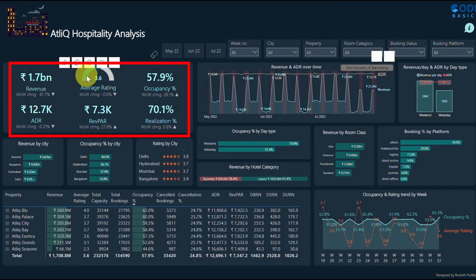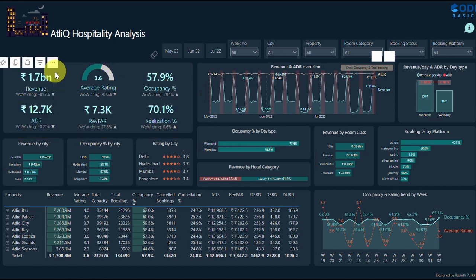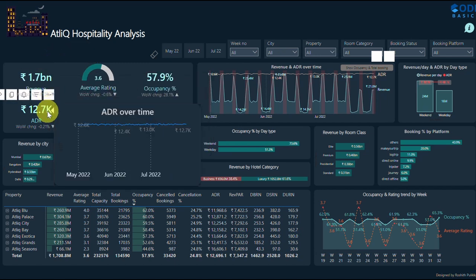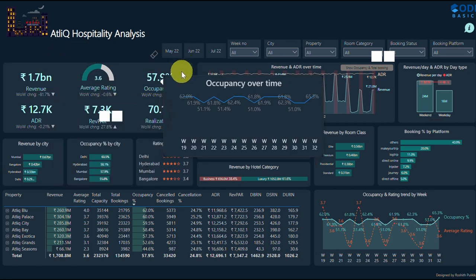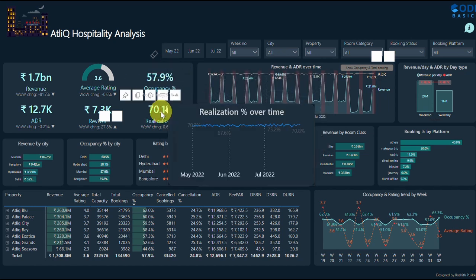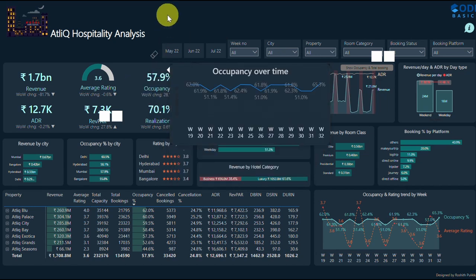This section features 6 key performance indicators, providing a snapshot of the company's overall performance. Alongside each KPI, I have included a comparison to the previous week, enabling a quick assessment of any emerging negative trends. Furthermore, hovering over these KPIs reveals a tooltip visual, offering a clear understanding of each metric's performance over time.